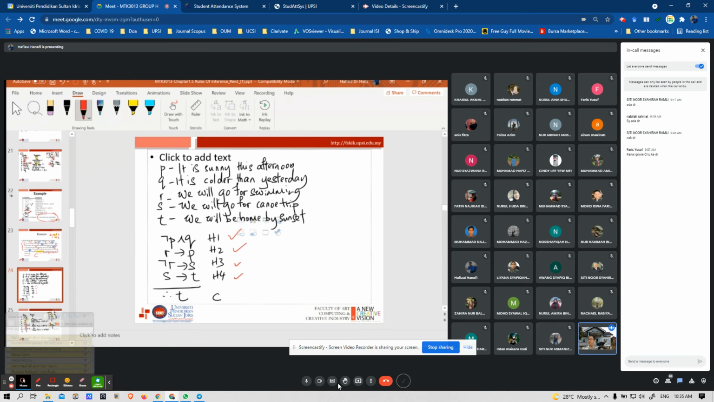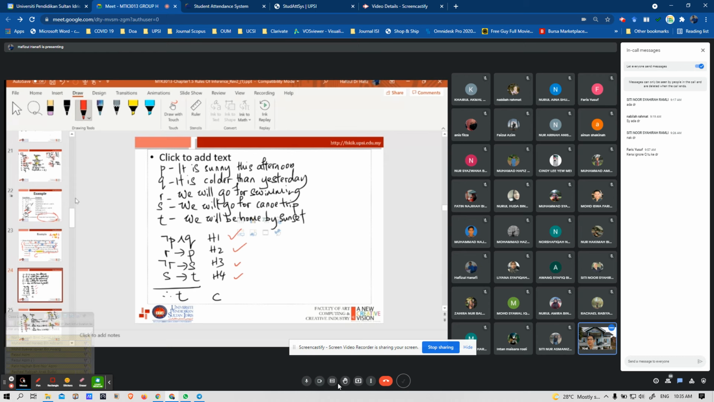Okay, if you do the rules. For P, it is sunny this afternoon. Q, it is colder than yesterday. R, we will go swimming. S, we will go for a canoe trip. And T, we will be home by sunset. We have four hypotheses here: H1, H2, H3, and H4.